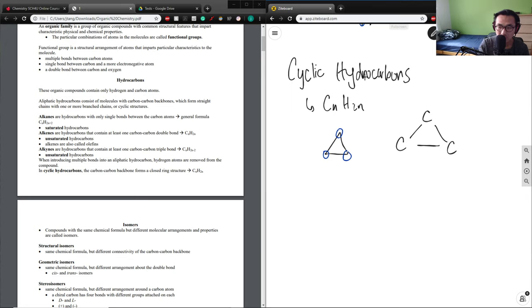If I were to fill in the hydrogens, I have this carbon bonded to 2 different things, so this would be bonded to 2 hydrogens. This here is the same thing, bonded to 2 hydrogens. This carbon is also bonded to 2 hydrogens, just to saturate my hydrocarbon. This could be saturated or unsaturated, depending on whether we have a double bond in a cyclic hydrocarbon, but that's a little bit more complex.